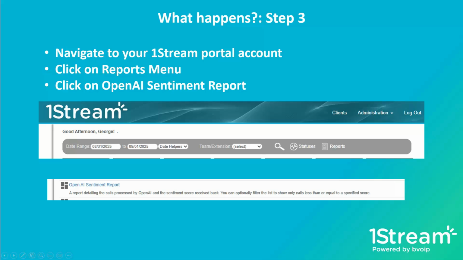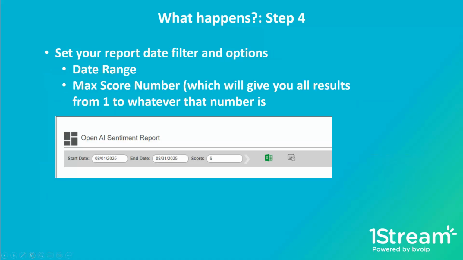What this report effectively does is every time a call is analyzed by the agent, a sentiment score is given from 1 to 10, 1 being the worst, 10 being the best, or anywhere in between. And so that is logged on a call-by-call basis along with all the other items we mentioned earlier.